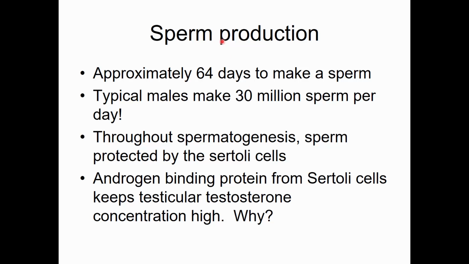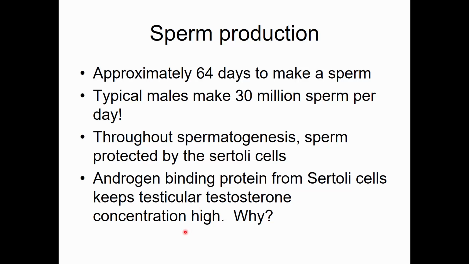So with sperm production, it takes approximately 64 days to make a sperm. And typical males make about 30 million sperm per day. So males are about quantity. That's their biological strategy. So males are continuing to make sperm. Those sperm are protected by the Sertoli cells. The Sertoli cells also make something called androgen binding protein. Androgen binding protein helps keep testicular testosterone high.